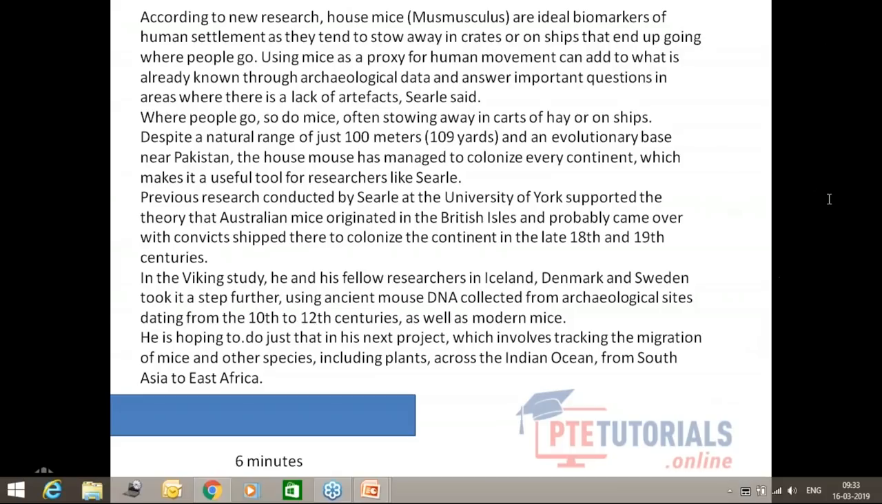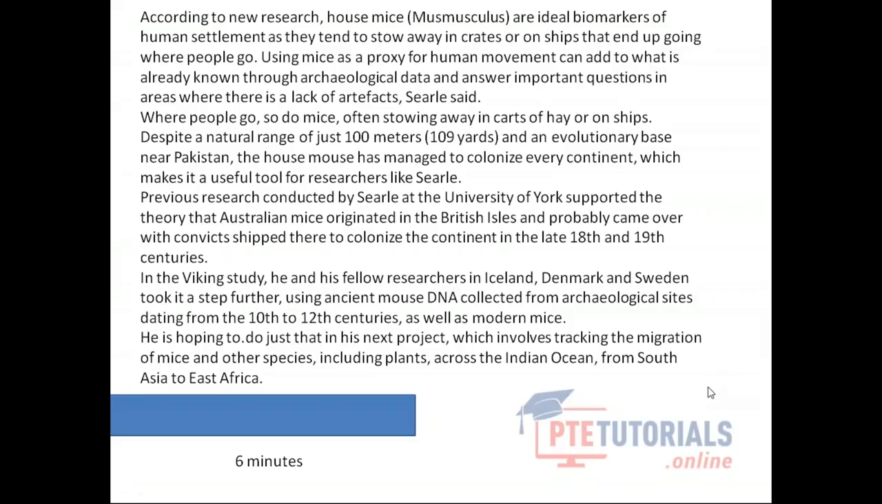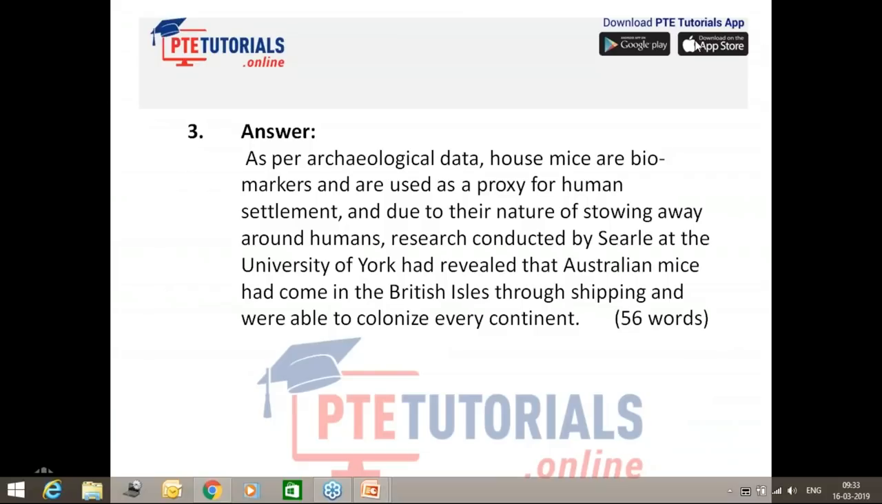I hope you people are done with the answer. Let's check the sample answer. As per archaeological data, house mice are biomarkers and are used as a proxy for human settlement. And due to their nature of stowing away around humans, research conducted by Cyril at the University of York revealed that Australian mice had come to the British Isles through shipping and were able to colonize every continent. It has 56 words. Match your summary with this one. And if the same kind of meaning is coming out, I'll give you the best score out of 7.